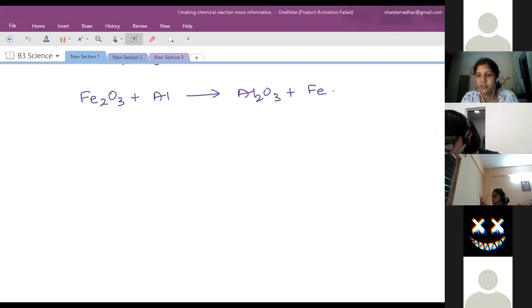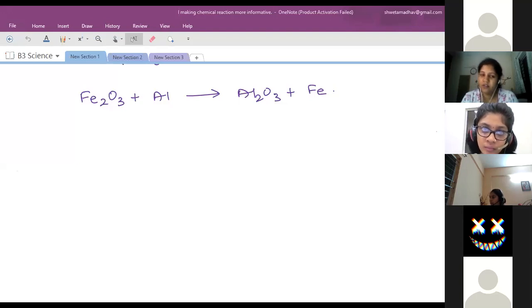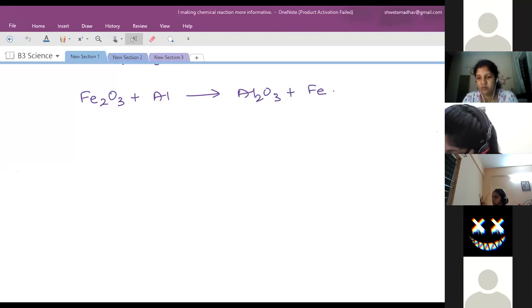In the beginning I told you that atoms always combine in a simple whole number ratio. 4 and 2 are not in the simplest form. You take 2 common and divide both by 2. So in the simplest form, 4:2 is 2:1. So the valencies will be 2 and 1, and then cross multiply. Okay.